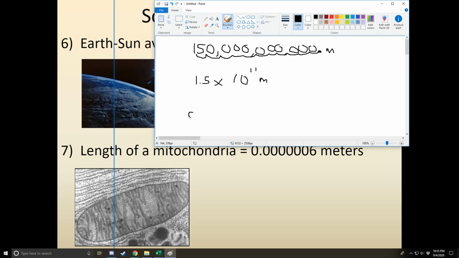All right, so that's question 6. And question 7, 0.0000006. Once again, I move it, this time to the other side. So 1, 2, 3, 4, 5, 6, 7. So 6 times 10 to the negative 7.